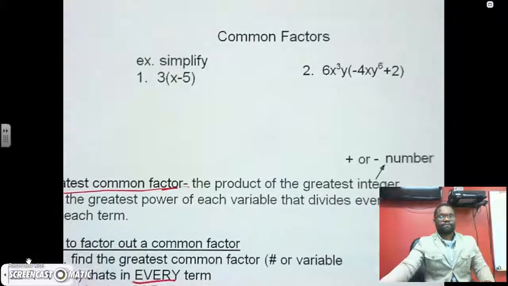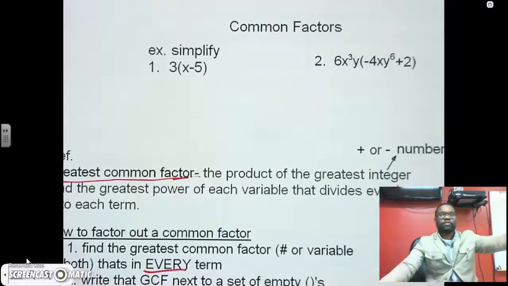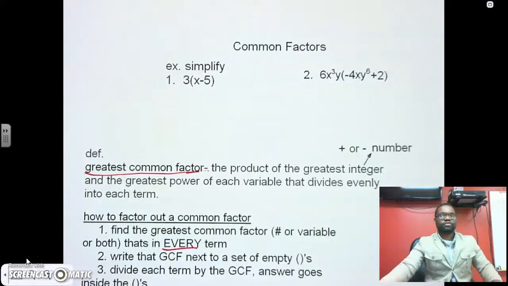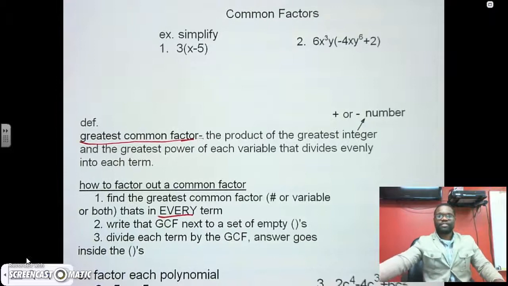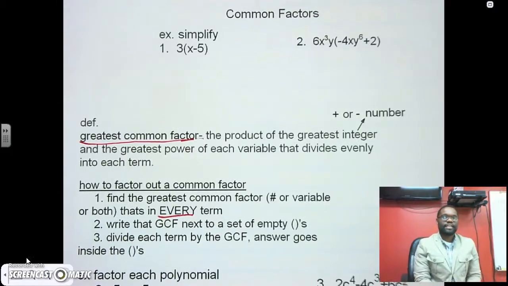Alright, today's notes are going to be on factoring using greatest common factors. And so I can have enough time for examples and stuff, I'm going to go ahead and jump straight in.